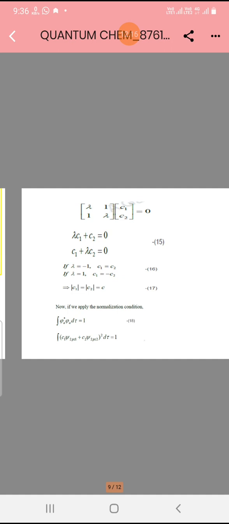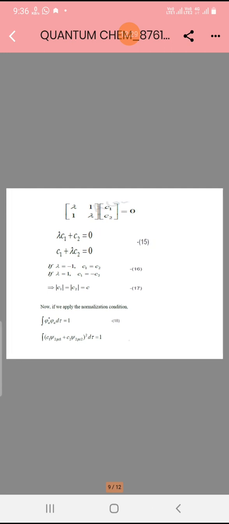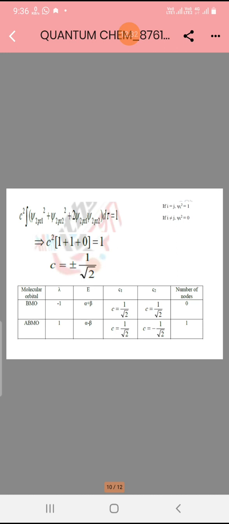So both C1 is equal to C2. So we write C1 square plus C2 square equal to C square. So all the values satisfy the normalization condition. C square integration of psi 2pz square plus psi 2pz square plus 2 psi 2pz psi 2pz d tau is equal to 1. So C square is equal to 1.